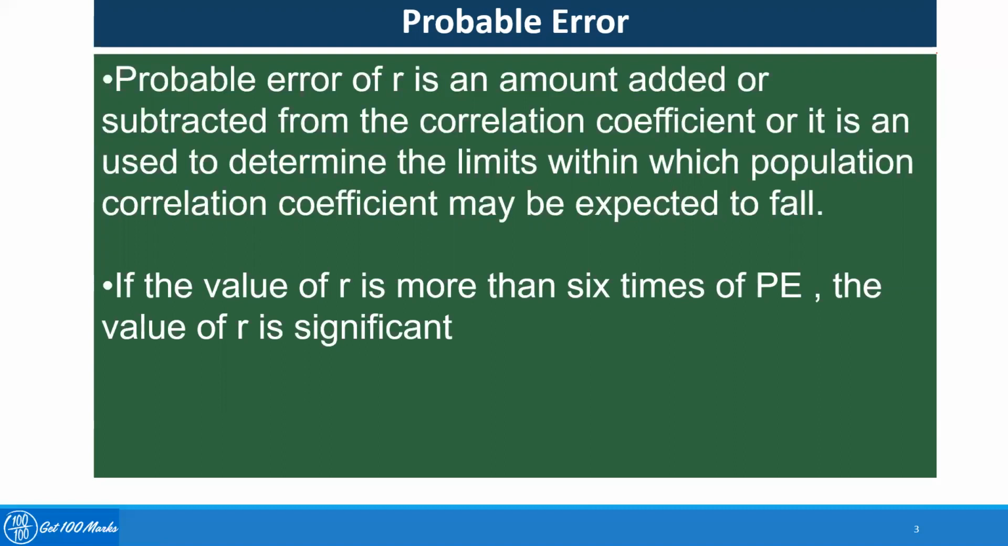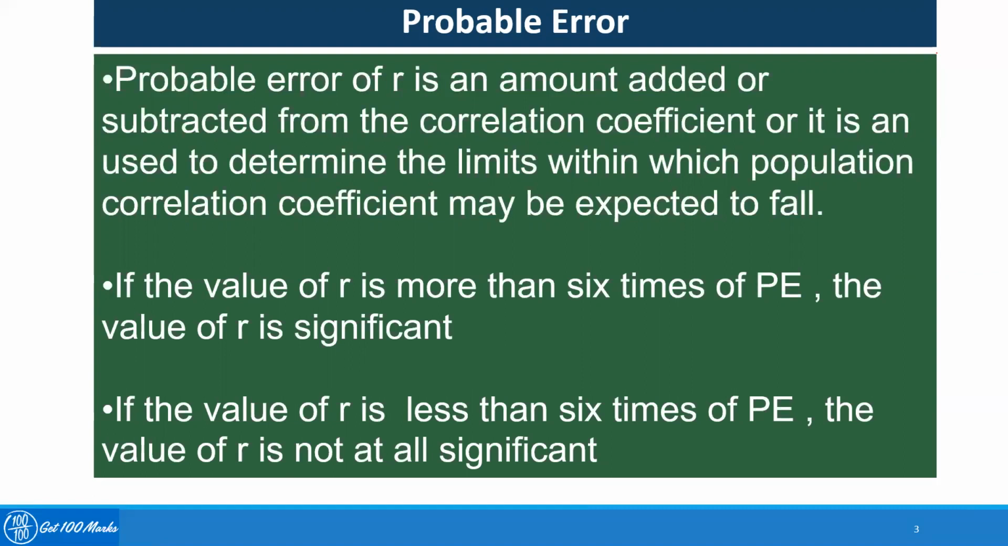And the other way around, if the value of R is less than 6 times P, then there is no evidence of the correlation. That means whatever the sample correlation is, it is not representing the population correlation coefficient in a statistically significant way. Removing the term 0.6745, the other part, (1 minus R square) by root N, is actually called the standard error.